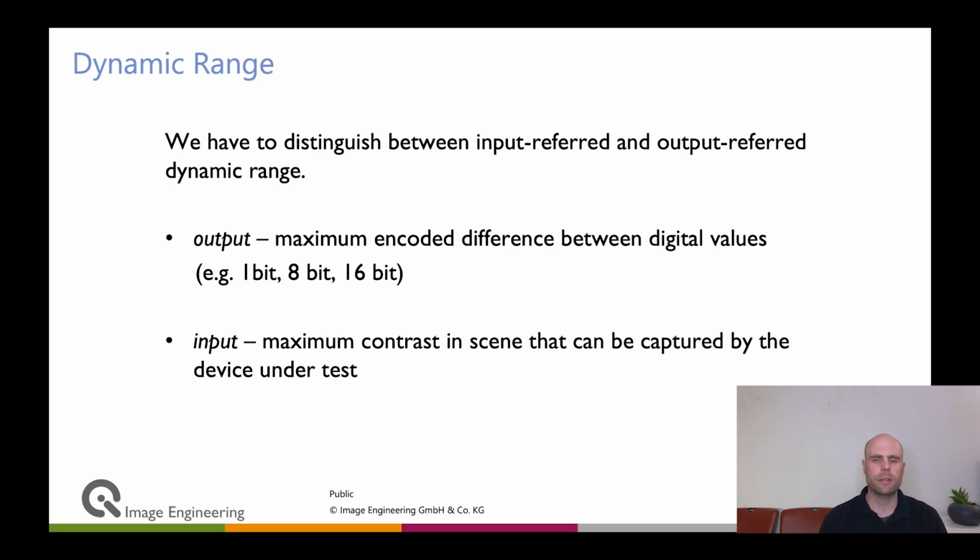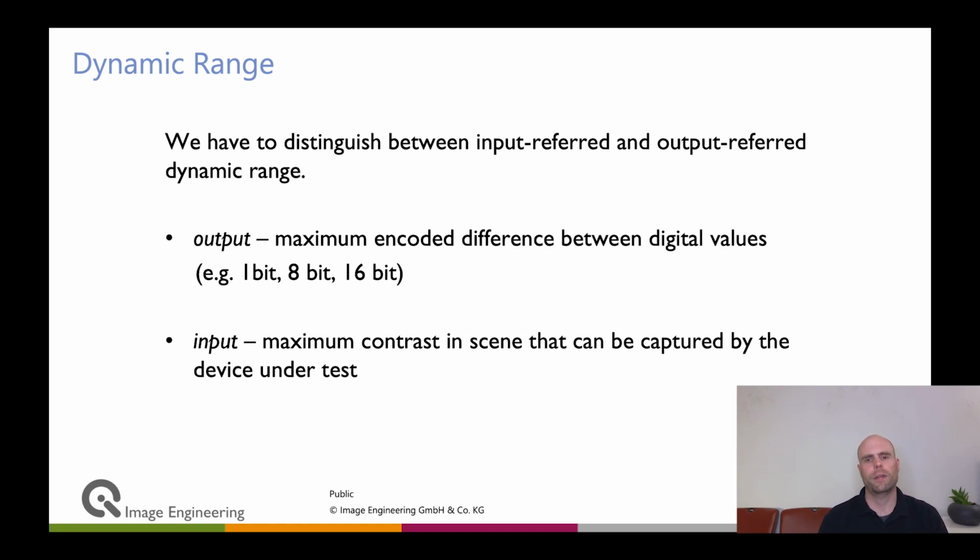The output dynamic range is often used by computer scientists, who say, hey, I have a dynamic range of 16 bits. That means they can encode values in 16 bits, so they can create 65,000 different values. That's already quite good, an important number, but this is not what we mean by dynamic range in images. In images or cameras, we use the input referred dynamic range.